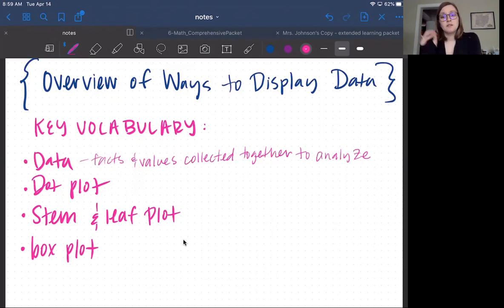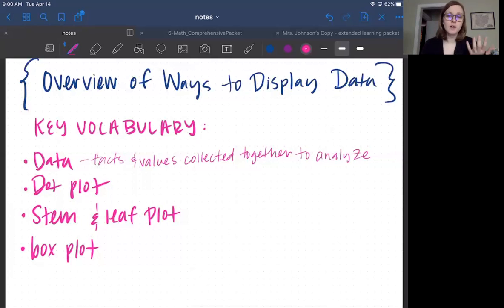So there's some key vocabulary I want to talk about. When we talk about data, what that really is, is just some facts and values that we can collect together to analyze. So it's really just a bunch of different numbers, or maybe people answering a question. We can collect all of that and we can analyze it, right? We can find that center. Where is the middle of our data? How spread out is it? Which one do we see the most, right? All of those things tell us a lot about the data that we collected.